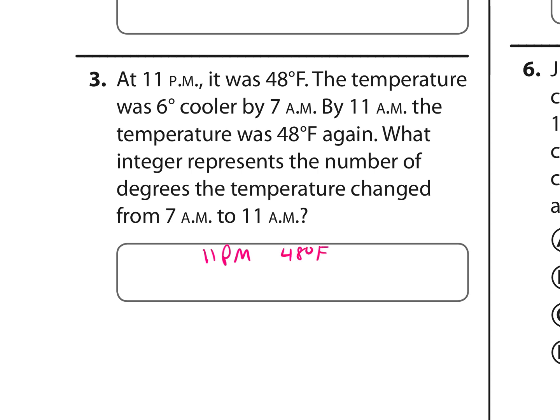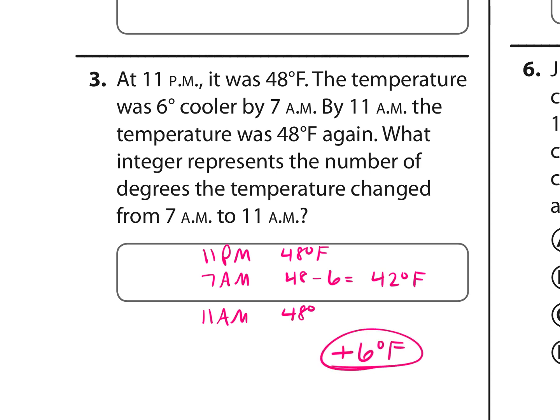But by 7 a.m., it was 6 degrees cooler. So 48 minus 6 is 42 degrees Fahrenheit. And then by 11 a.m., it was 48 degrees again. So what was the change in temperature? From 42 to 48, it increased 6 degrees Fahrenheit.